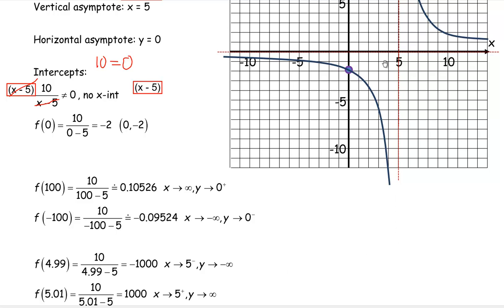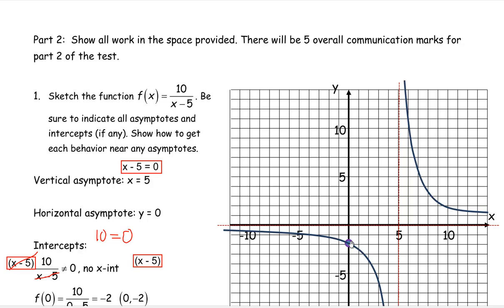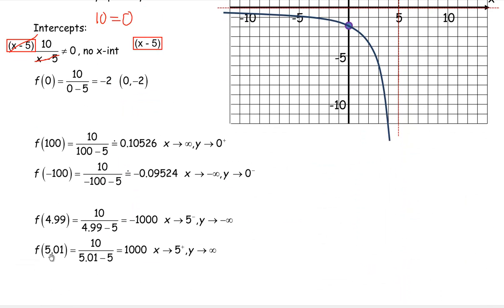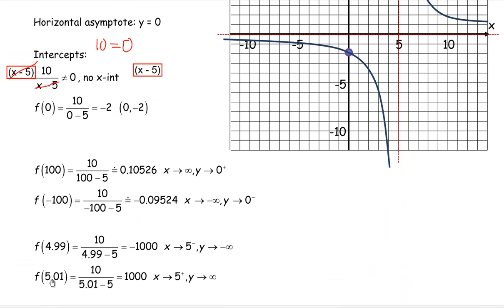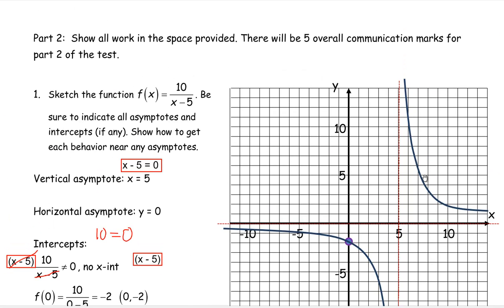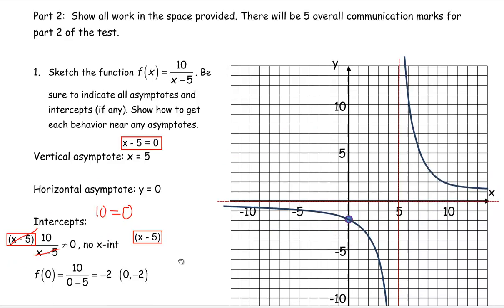And so what happens up here is, if you approach 5 from above, so 5.01 for example, to the right of 5 just a little bit, then the function value works out to positive 1,000 in this case. So as x approaches 5 from the right hand side, y tends towards infinity, like large positive values, and so that means the function does this. It goes up and up and up the closer you get to 5 from the right hand side. And that's number 1.